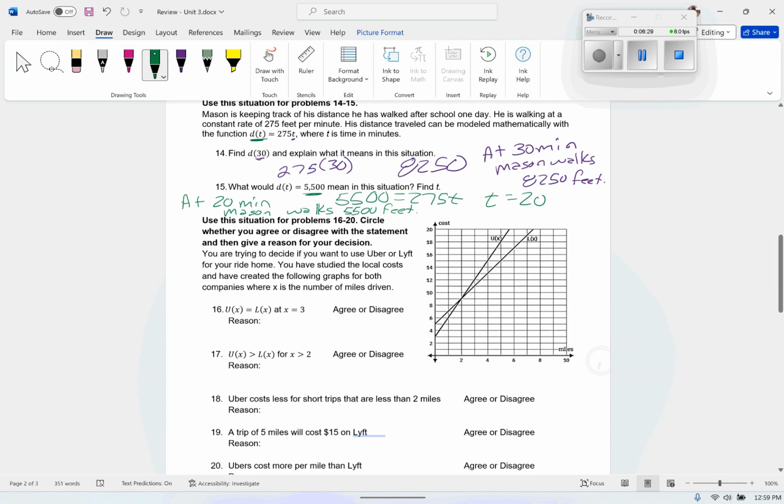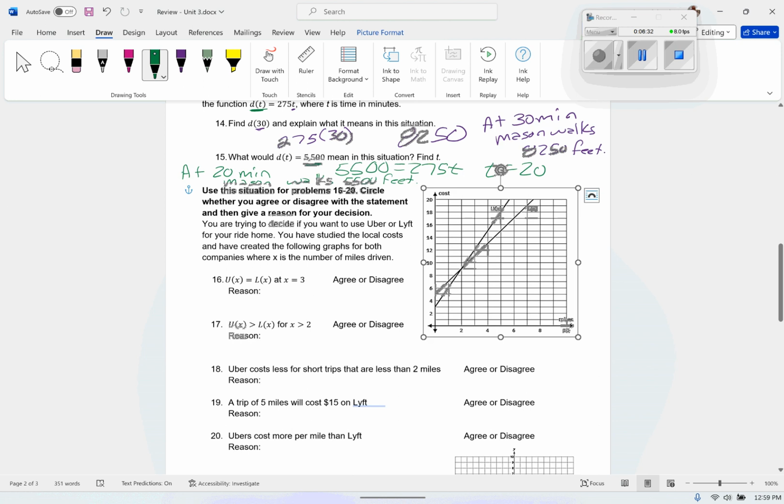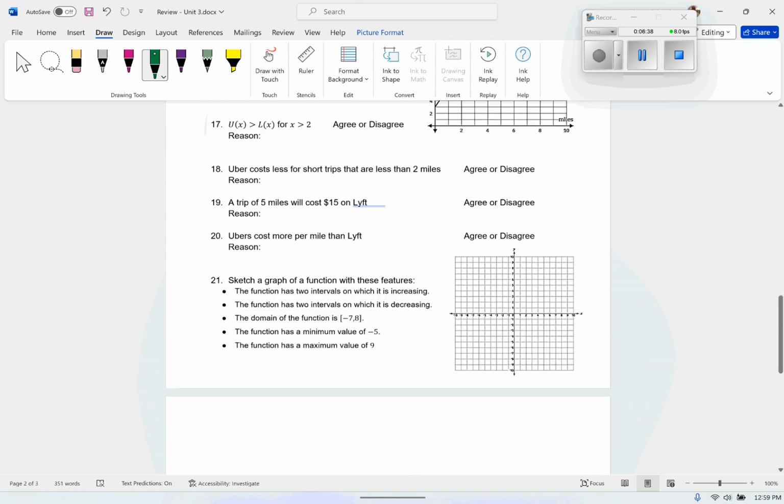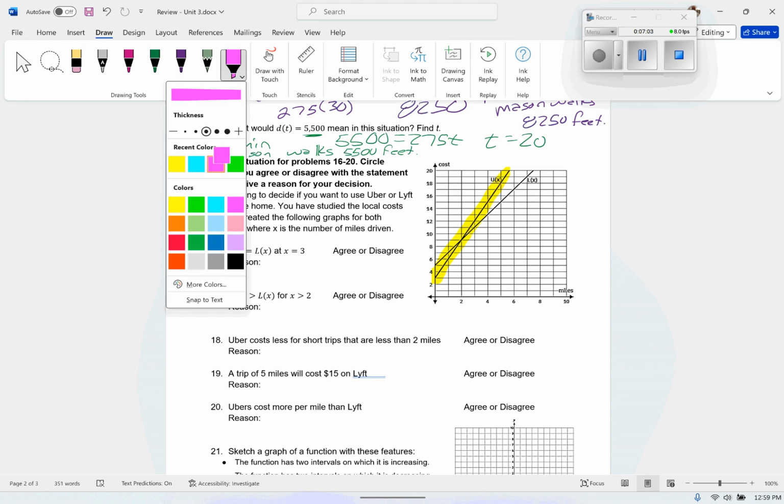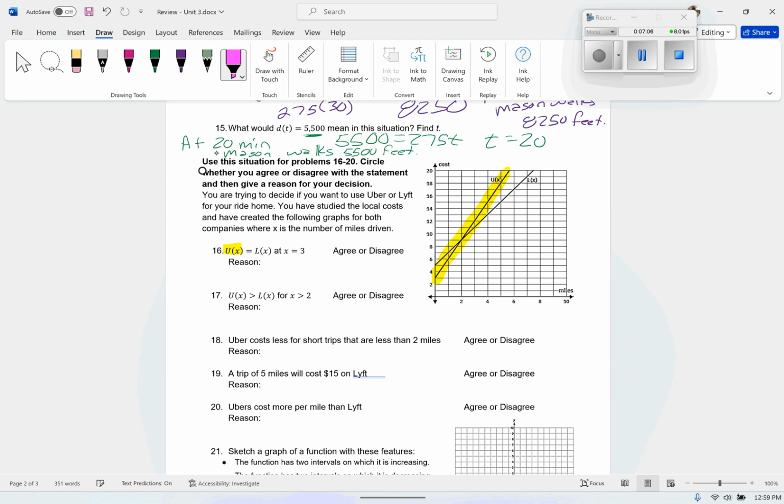Okay. So down below it says, in this situation, for the rest of these problems, I think this should be the rest of it. No, there's a couple more. That should be good. You are trying to decide if you want to take an Uber or a Lyft. You have studied the local costs and you've created the following graphs. So Uber, let's just highlight this. Uber is this one. Okay. And then Lyft is going to be this one. Okay, so Lyft will be the pink one.